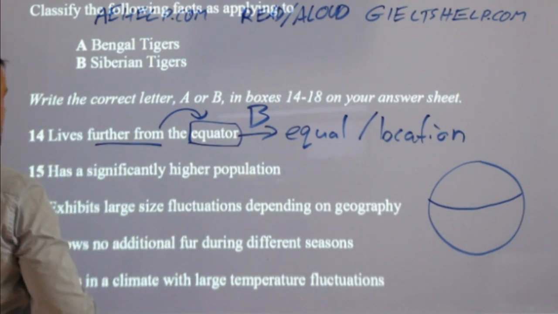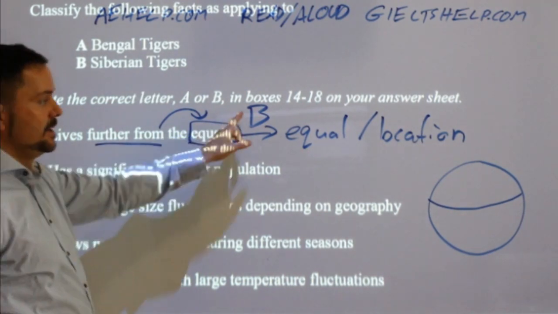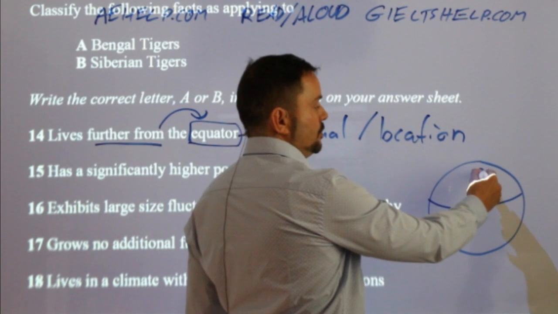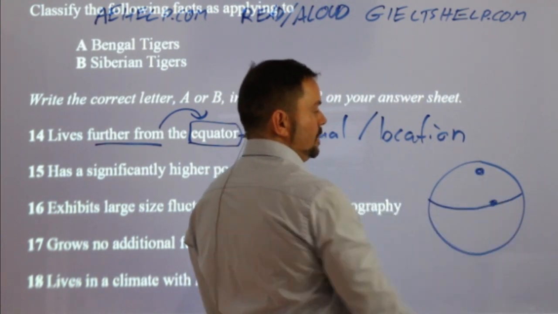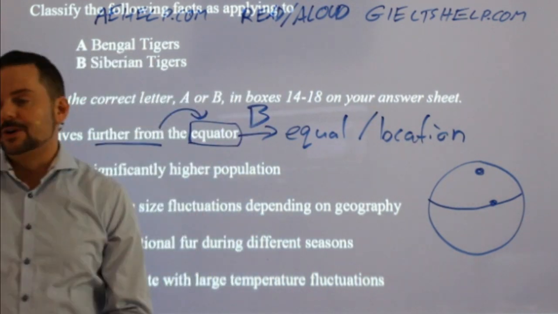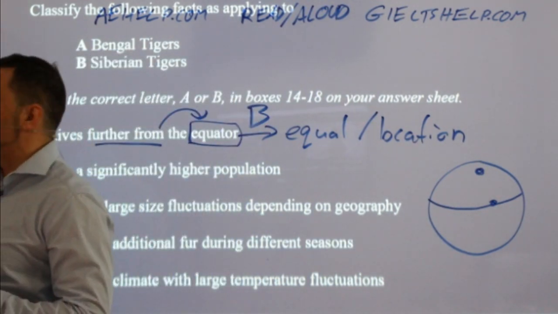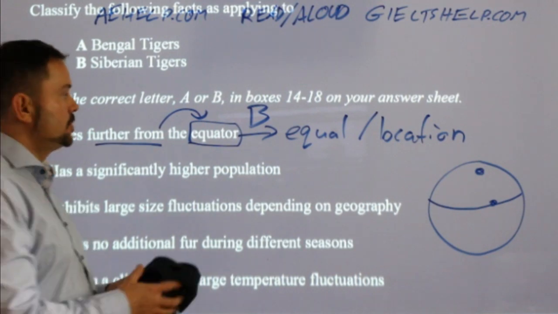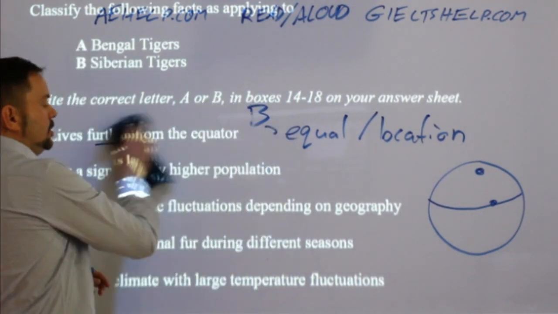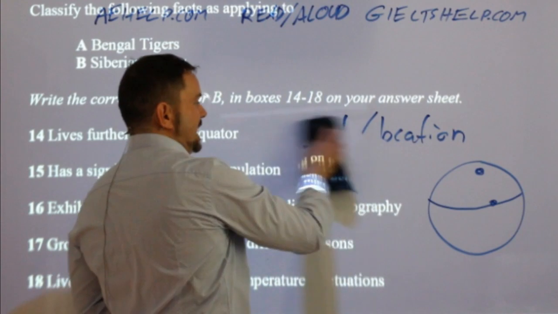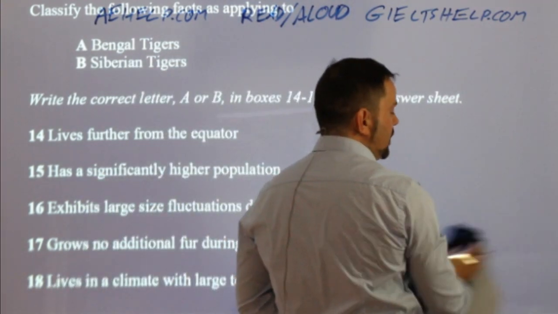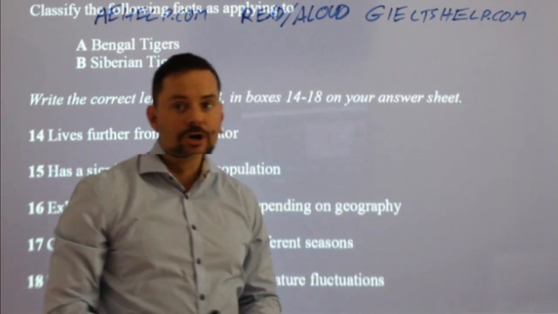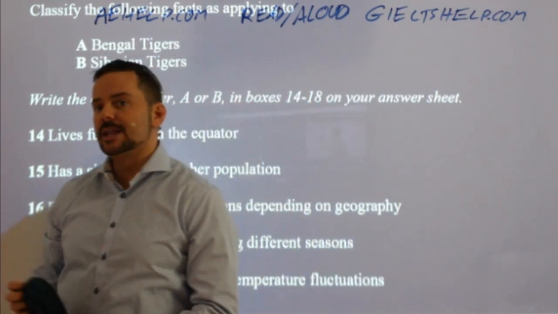Or sorry, B, yeah, Siberian tigers. Okay, so the answer here is B, Siberian tigers, because Siberian tigers live in North Russia, and the Bengal tigers live much closer to the equator. Okay, so just because you don't know a word, your first reaction shouldn't be to search in the passage, okay? Your first reaction should be to try to figure out the meaning of that word. If you can't, go to the next question.